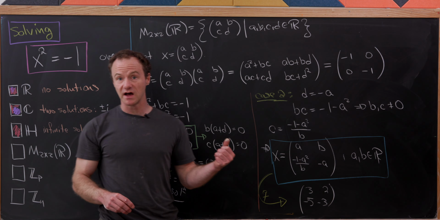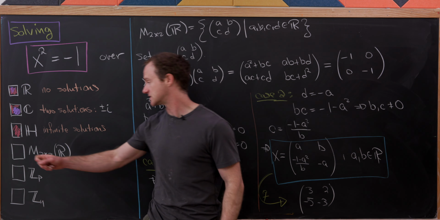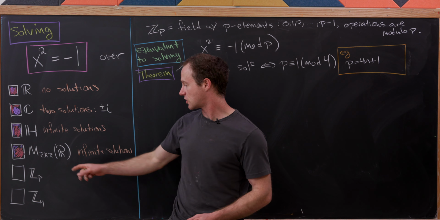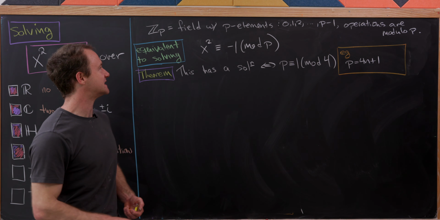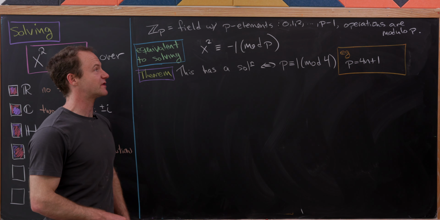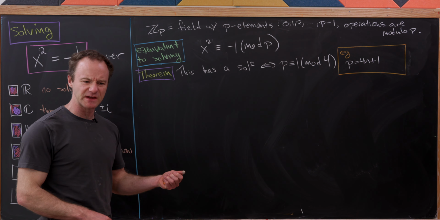Okay, so we've done our task for 2 by 2 matrices. And now we're going to move on to solving this in ZP. And you might say, well, what is ZP? Well, it's a field with P elements. Well, what's a field?